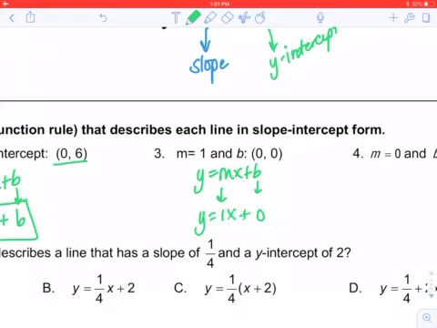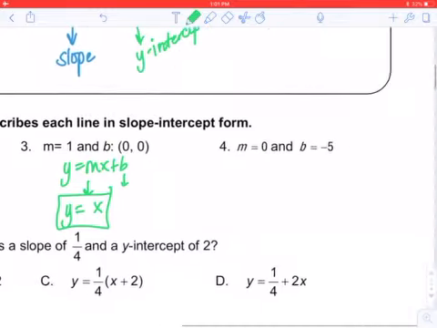Now, I will say on this one, we don't really need the plus 0, and we also don't really need the 1. So really, it's just y equals x, which should look familiar because that's actually the linear parent function.